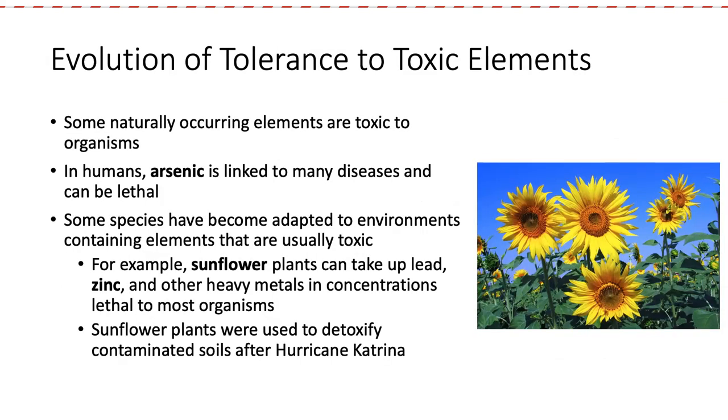Some naturally occurring elements are quite toxic to humans, and an example of one is arsenic. Arsenic is linked to many diseases, and if taken in high enough quantities, it can be deadly. Very interesting, some plants have evolved the ability to absorb toxic elements. An example of this is the sunflower.